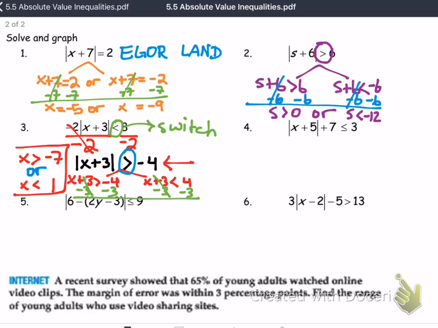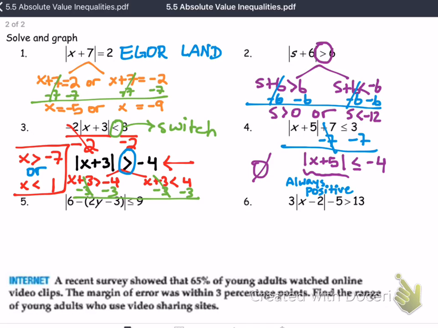Jump to number 4. The absolute value of x plus 5, plus 7, is less than or equal to 3. You got to get rid of the 7 first. Notice that when you subtract by 7, you get the absolute value of x plus 5 is less than or equal to negative 4. You do not have to move on here. This is not possible because no matter what answer you get on this side will always be positive, which means a positive number can never be less than negative 4. Therefore, there is no solution here.